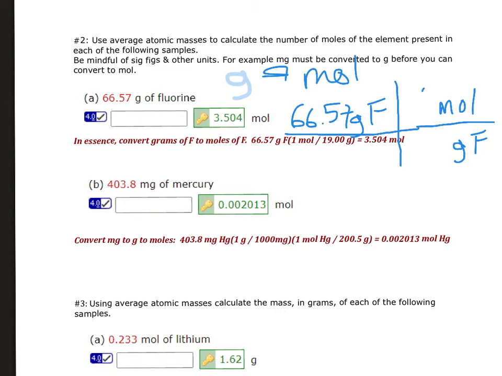For all the problems that you're going to do through this set of notes right here, the mole will always have a 1 in front of it. And so we go to the periodic table and we look up fluorine, and it says it's about 19.00 grams. In my calculator, I'll do 66.57 divided by 19, and that's going to give me 3.504 moles.